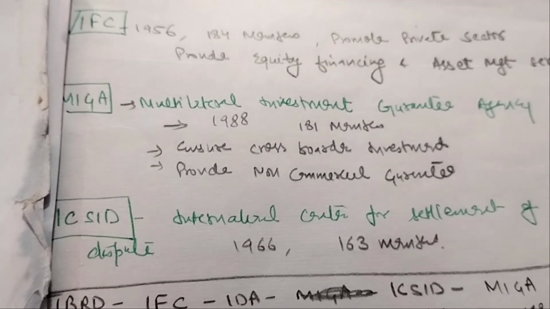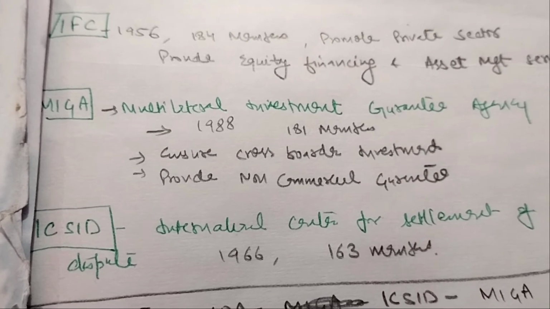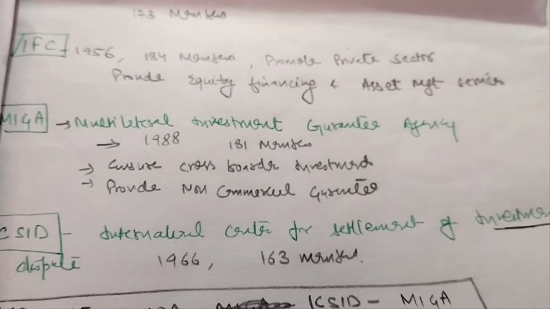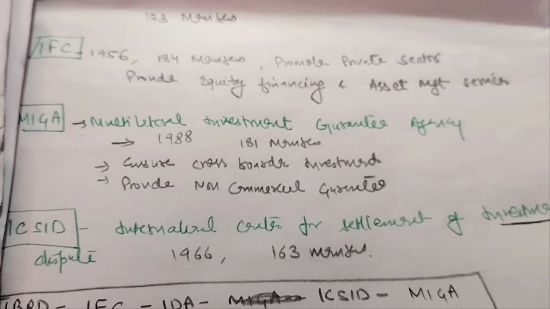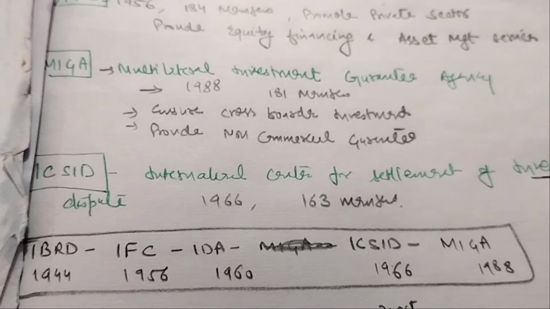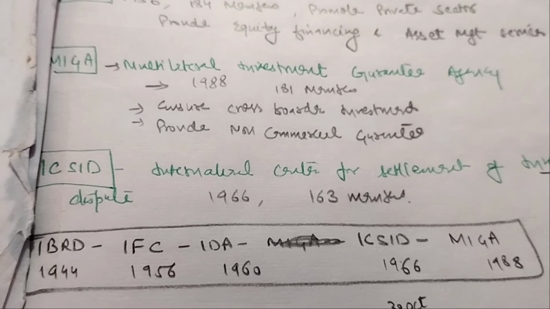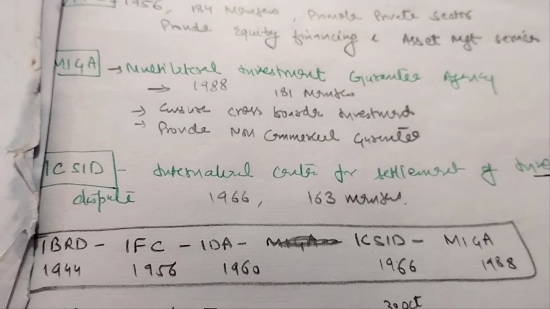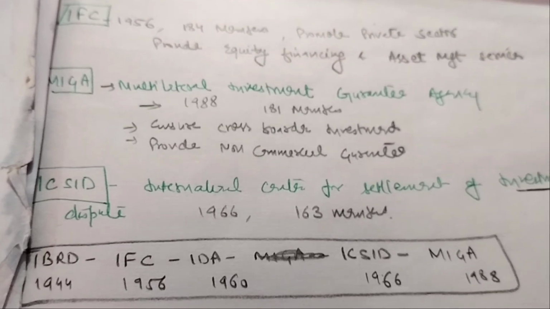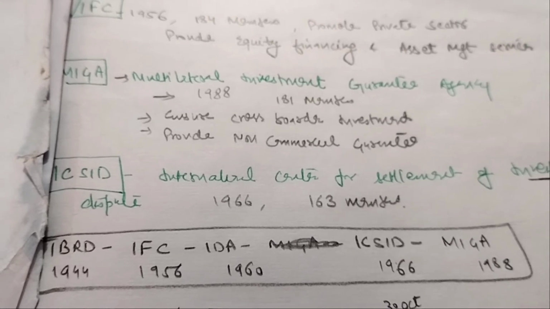And the last one is ICSID, the International Centre for the Settlement of Investment Disputes, which came in 1966 with 163 members. So in sequence, we can say first the IBRD in 1944, IFC in 1956, IDA in 1960, ICSID in 1966, and MIGA, the Multilateral Investment Guarantee Agency, in 1988. These are the five top institutions of the World Bank.